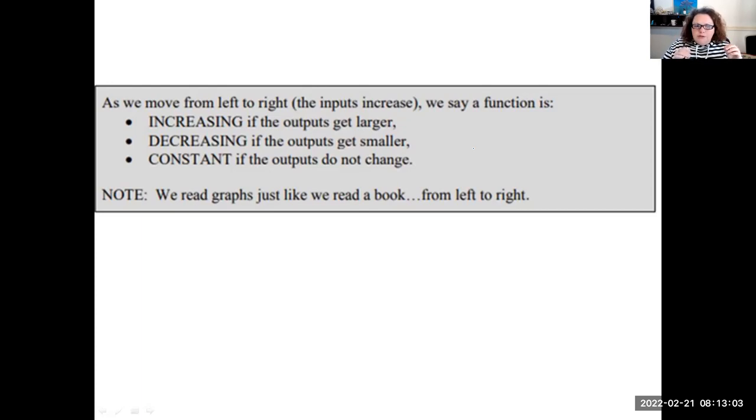The output, the function itself, is increasing if the outputs get larger, which means if you're looking at a graph and you see that it's going up as you're moving left to right, then it's increasing. If you instead see that moving left to right, the graph is going down, it is decreasing, if the outputs are getting smaller. If you see a horizontal line, or outputs that do not change, they're consistent, then it's a constant line. Okay, it's constant. And we always read graphs from left to right, just like we do a book.